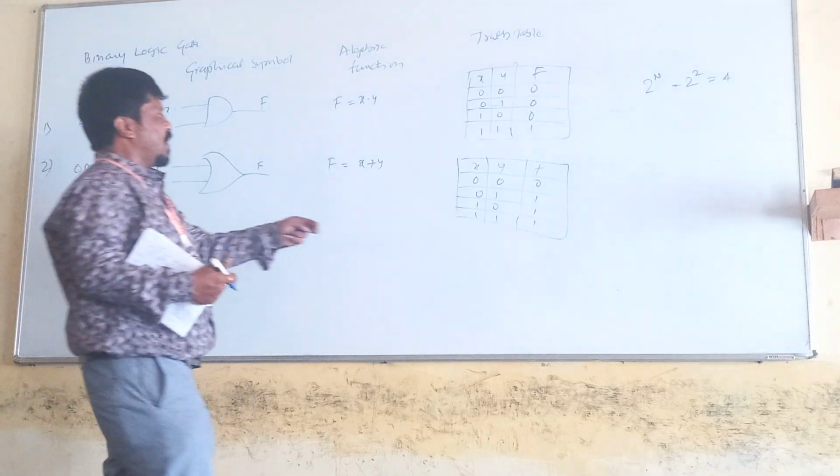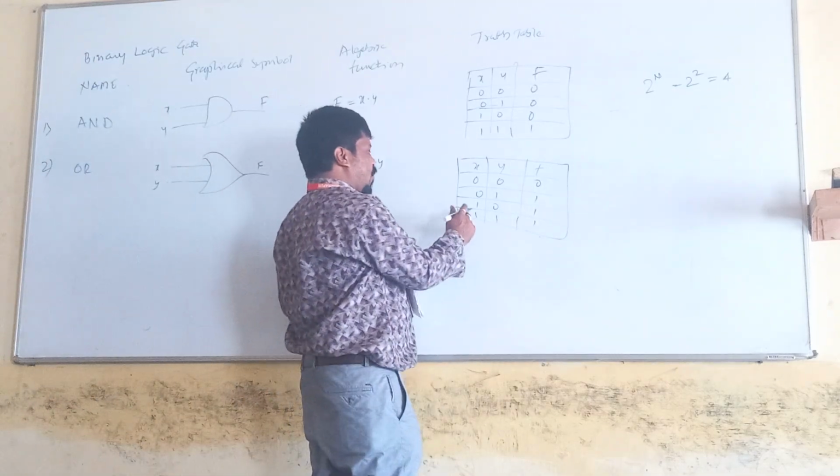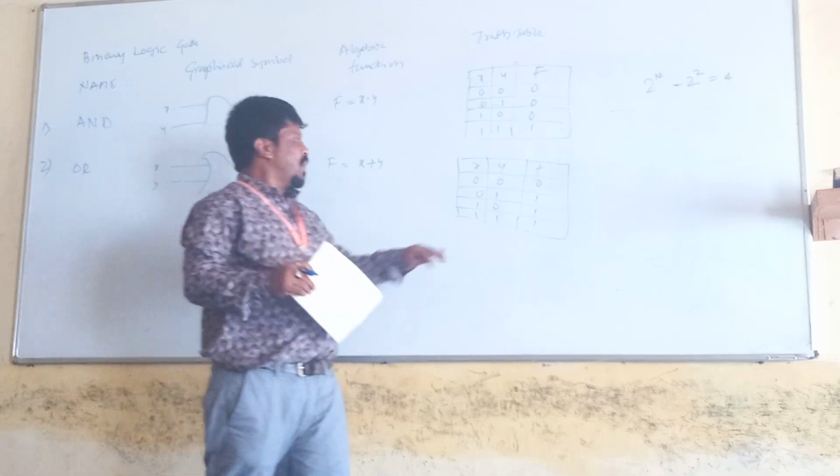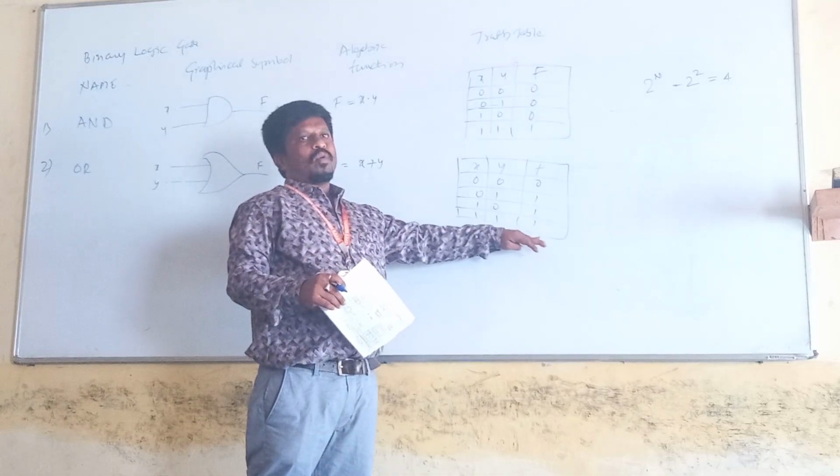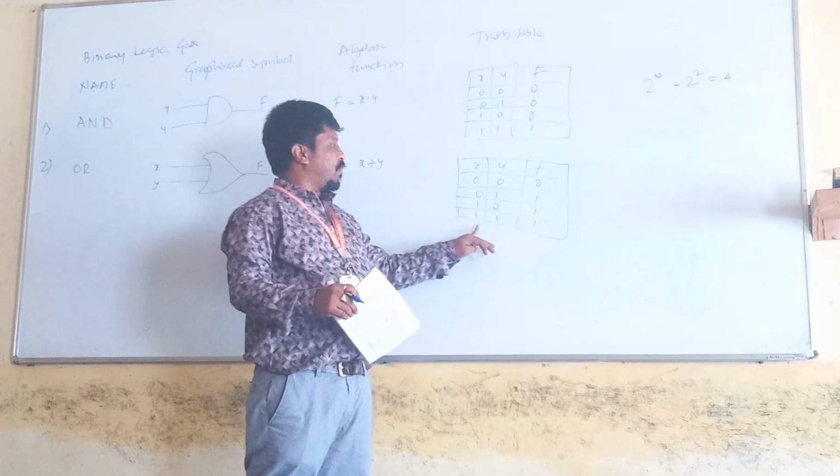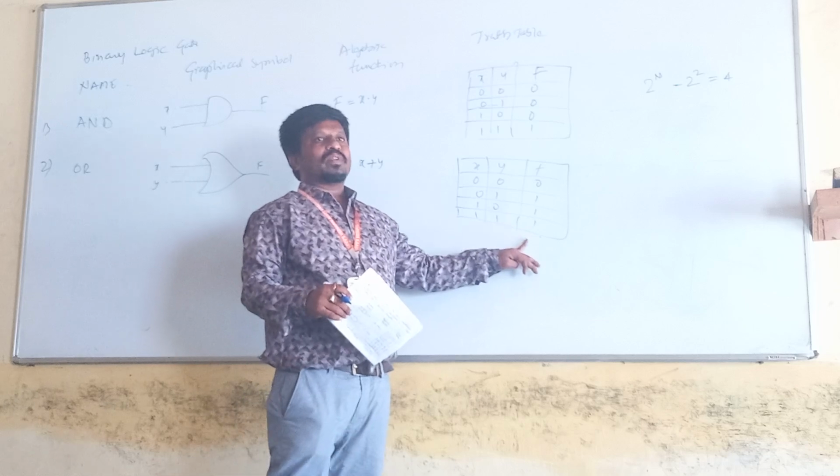It is not necessary to have exactly one input high. I showed that if at least one input is high, then the output is high. It means that when both inputs are high, definitely the output is also high.